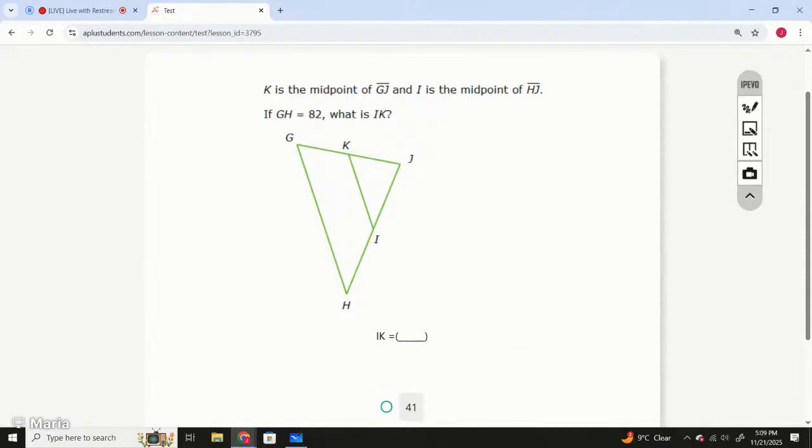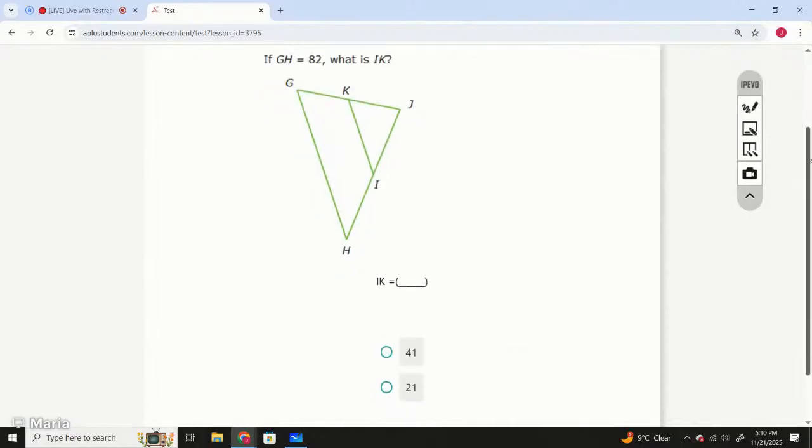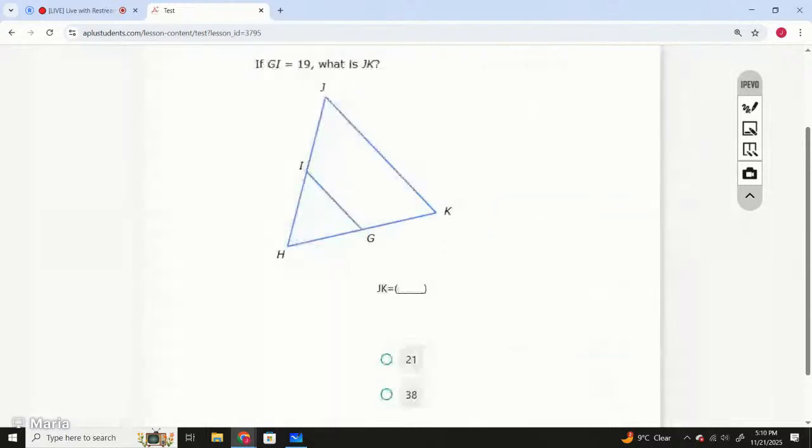K is the midpoint of GJ and I is the midpoint of HJ. If GH equals 82, what is IK? So GH is 82, then IK is exactly half of GH, so that is 41. Option number 1 is the correct option.